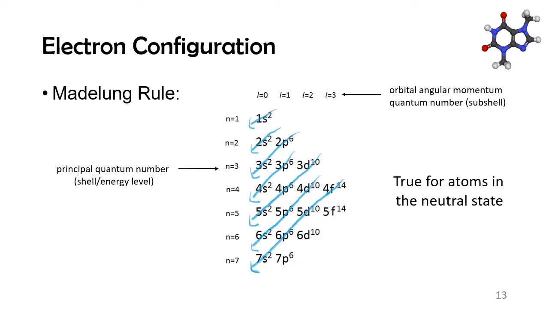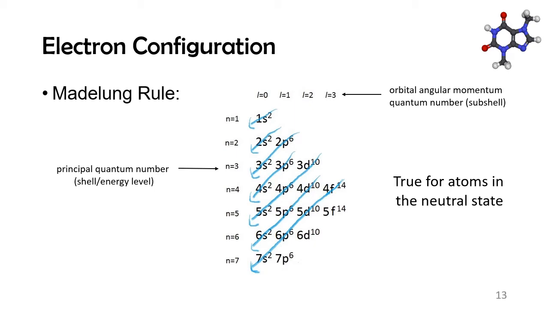The Madelung Rule provides a visual guide of the order in which energy levels and subshells are occupied by electrons. This order follows the n plus L rule, where n is the principal quantum number or energy level and L is the azimuthal quantum number. The values of 0, 1, 2, and 3 correspond to the orbitals s, p, d, and f respectively.